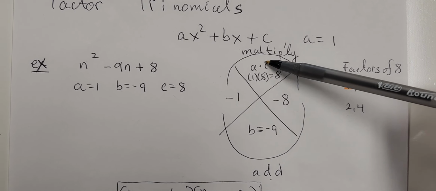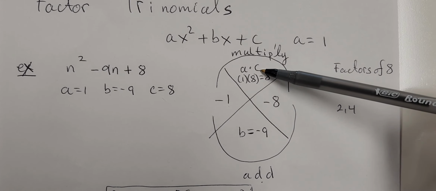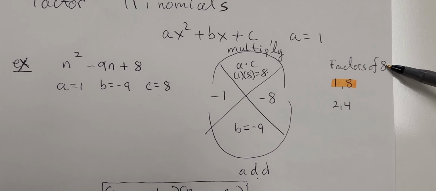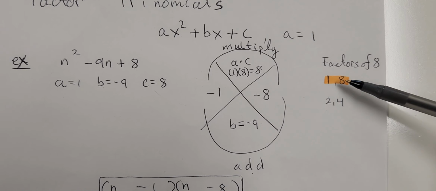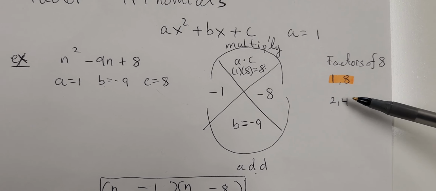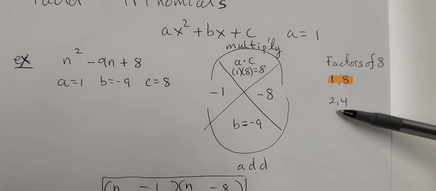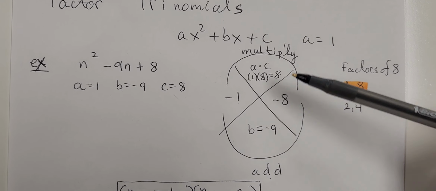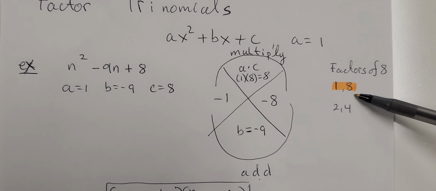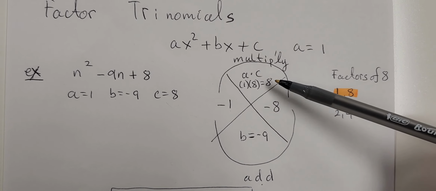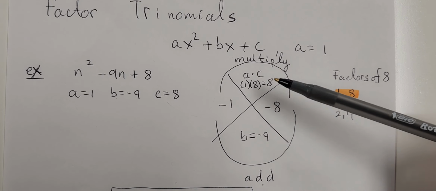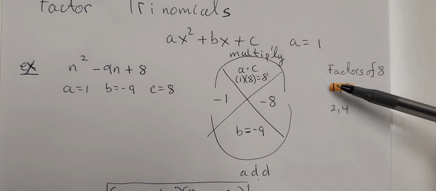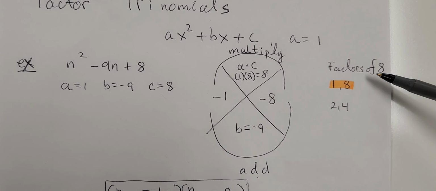Next, we need to find the factors of ac. In our case, 1 times 8 is 8, so we need to find the factors of 8. There are only two: 1 times 8 is 8, and 2 times 4 is 8. List out the factors of whatever a times c is. So here, a times c is 8, and the factors are 1 times 8 and 2 times 4.